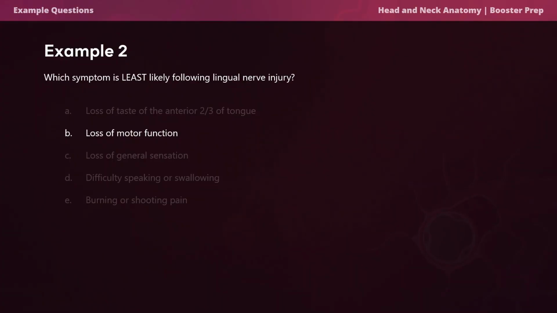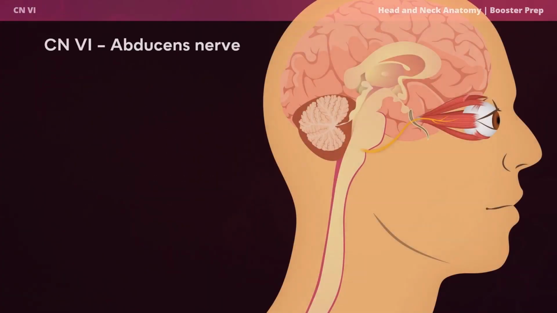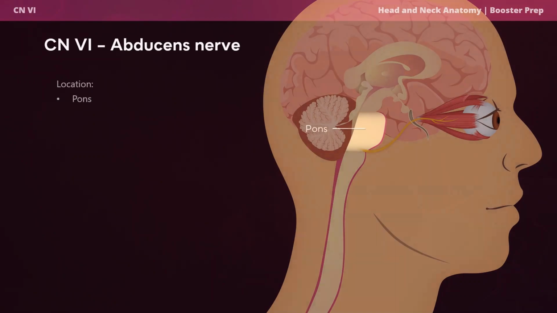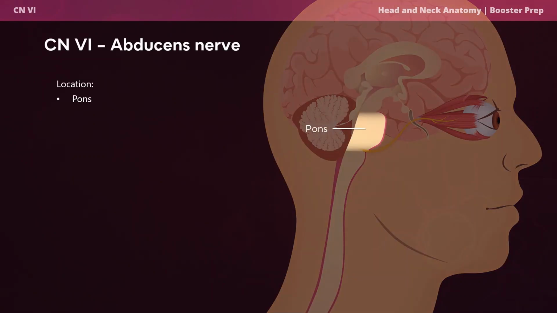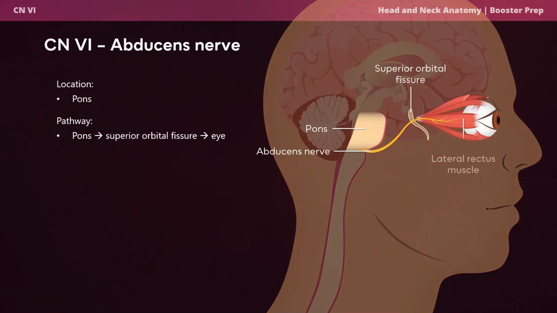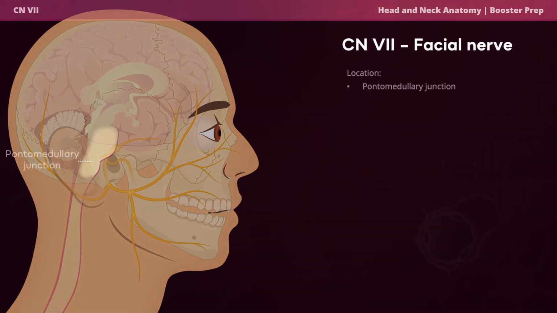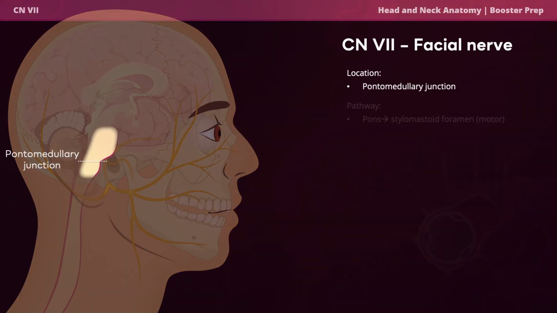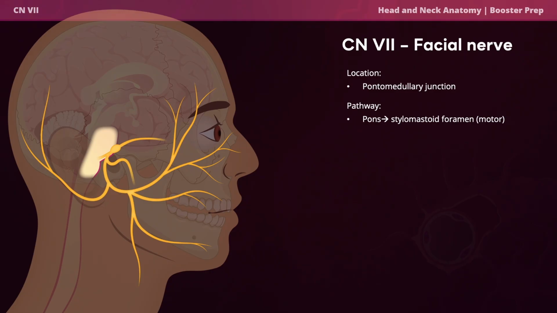Now let's move on to the Abducens nerve. So the Abducens nerve is a motor nerve originating in the pons, and it travels through the superior orbital fissure to the lateral rectus muscle, where this motor nerve functions to abduct the eye. Now let's move on to talking about the facial nerve. So the facial nerve is a mixed modality nerve originating in the pons, and the motor branch only travels through the stylomastoid foramen to innervate various structures and muscles of facial expression.